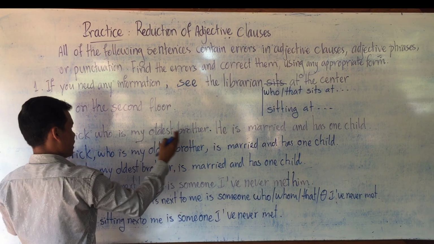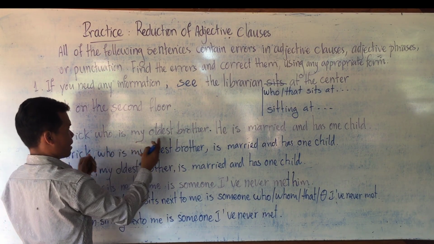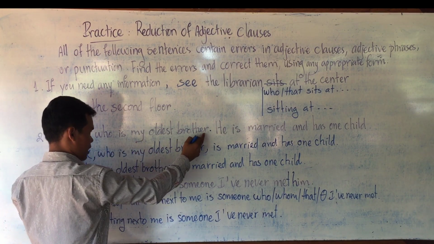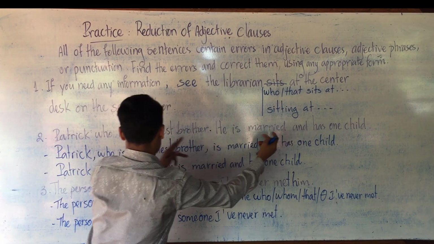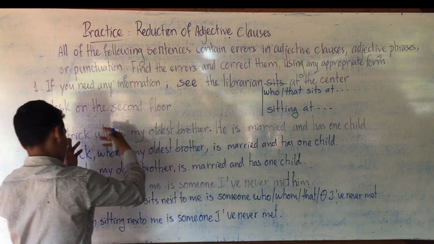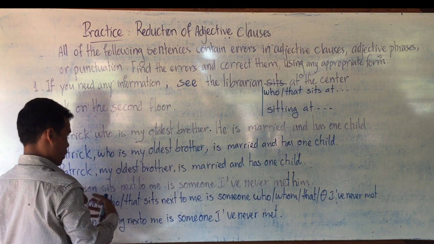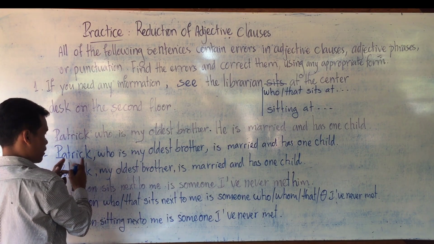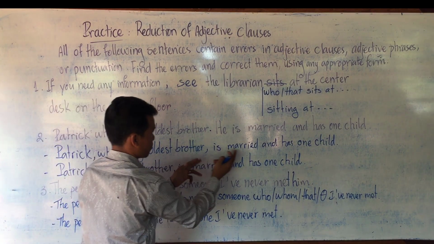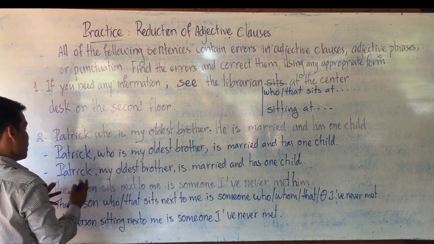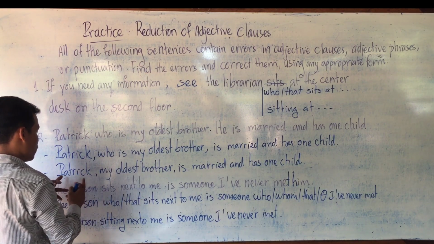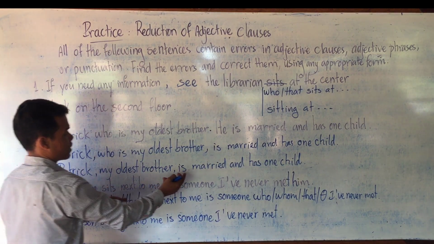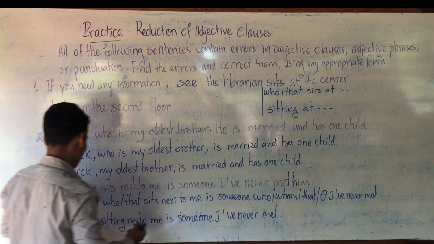Number 2, this is Patrick who is my older brother is not a sentence. Here is a sentence. Then the sentence and the phrase are combined into one sentence. We can write in two ways. Patrick, who is my older brother, is married and has one child. Or in the other way, we use an appositive. Patrick, my older brother, is married and has one child.